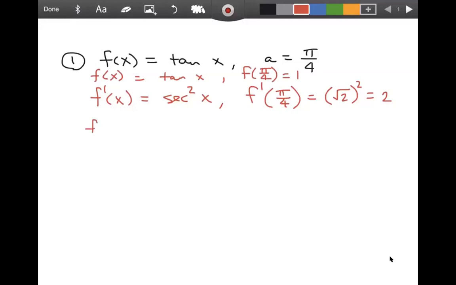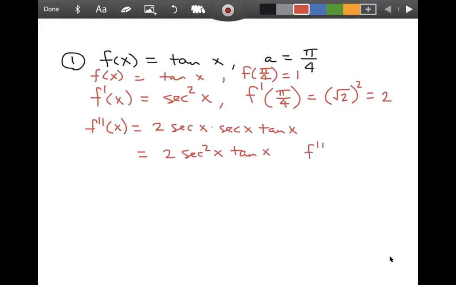F double prime of x is the derivative of secant squared x, which is 2 secant x times the derivative of secant x, which is secant x tangent x. So that's going to be 2 secant squared x tangent x. And when we evaluate that function at pi over 4, we get 2 times root 2 squared times 1, which is 4, right?